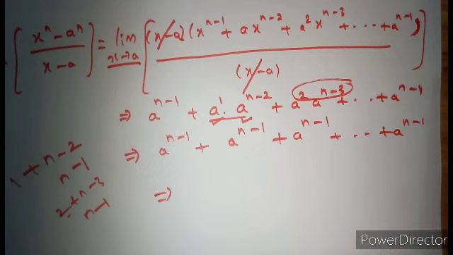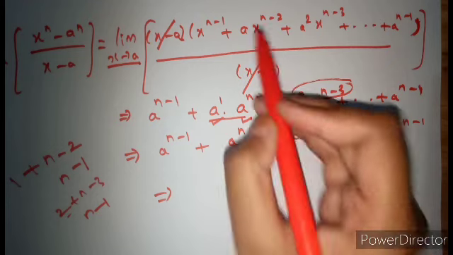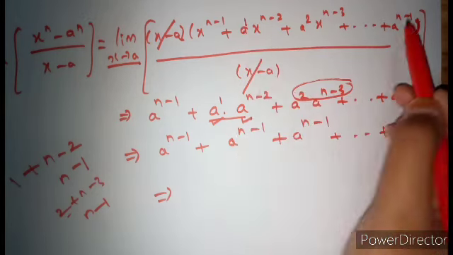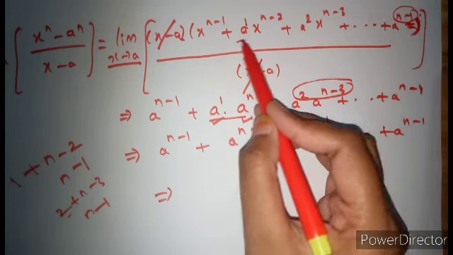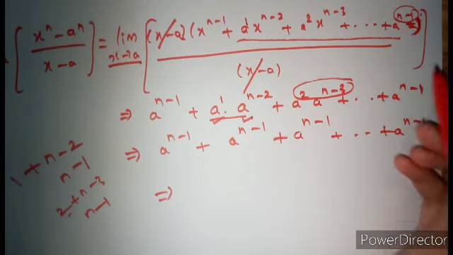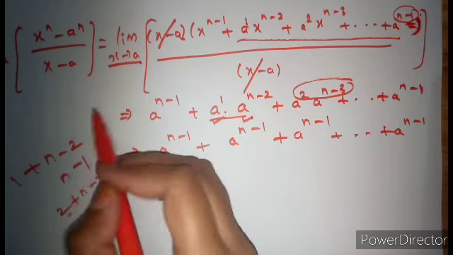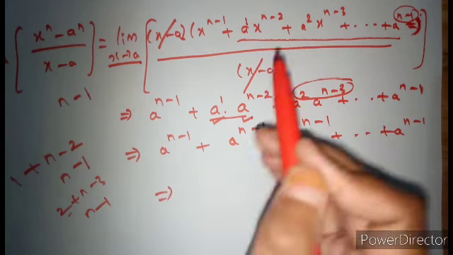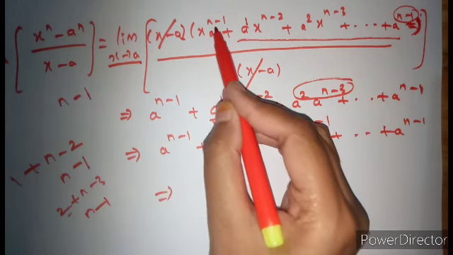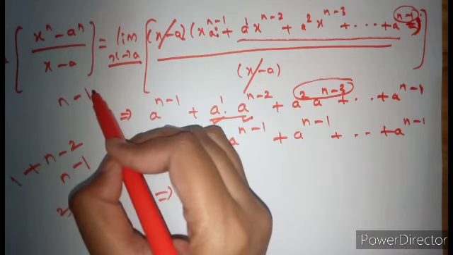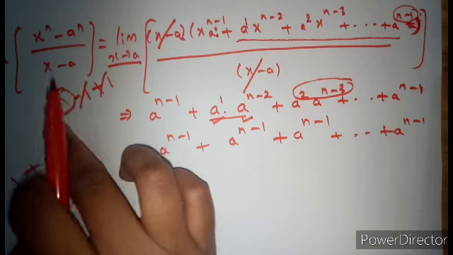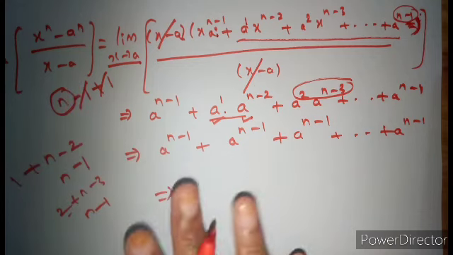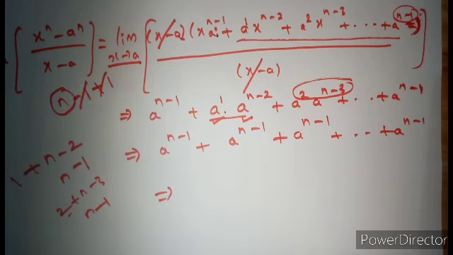Now observe how many times we have a. Here we are starting from 1 and so on up to a power n minus 1. So here we have a how many times? N minus 1 times. And one more: here also we have a power 0, so one more a is there. So plus 1. So totally we have how many a's? We have n a's.